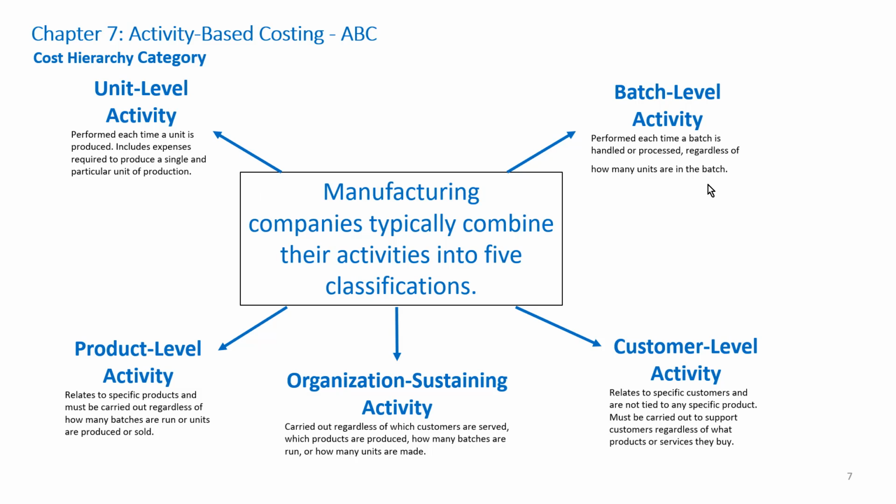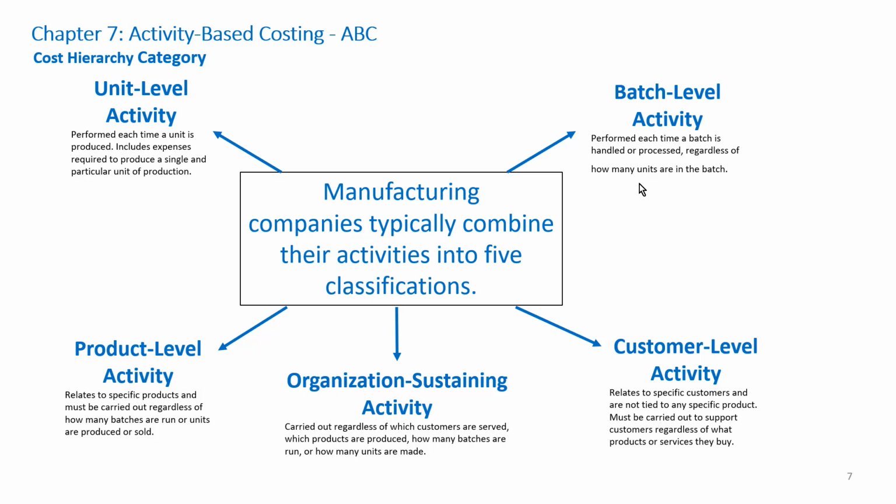A second level of activities is referred to as batch level activities. Batch level activities are performed each time a batch is handled or processed, regardless of how many units are in the batch. The amount of resource consumed depends on the number of batches rather than on the number of units in the batch. Examples here include setting up machines and equipment, processing purchase orders, batch quality inspections, arranging for shipments to customers.